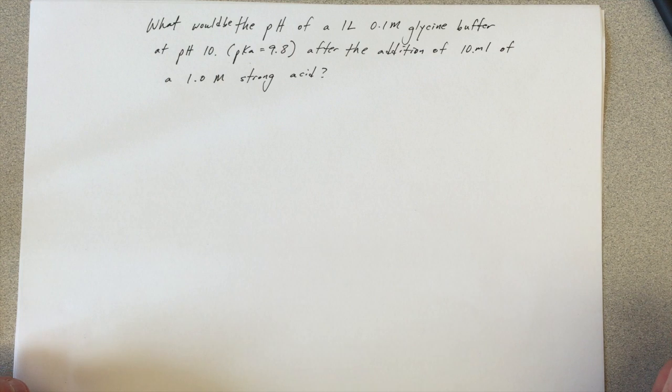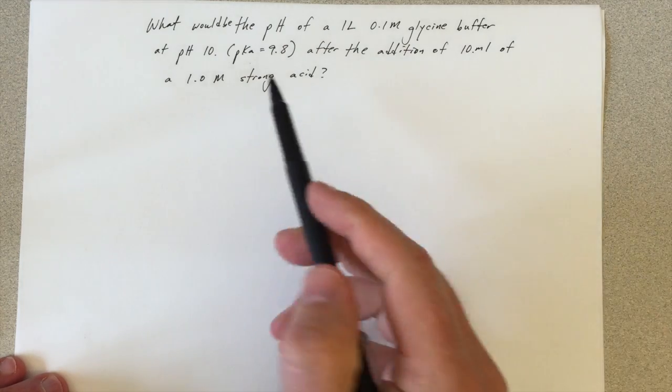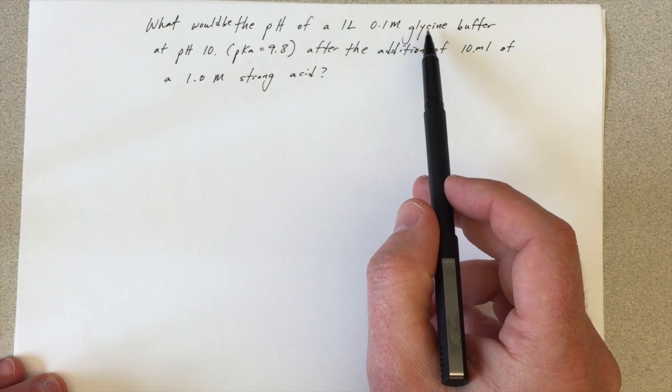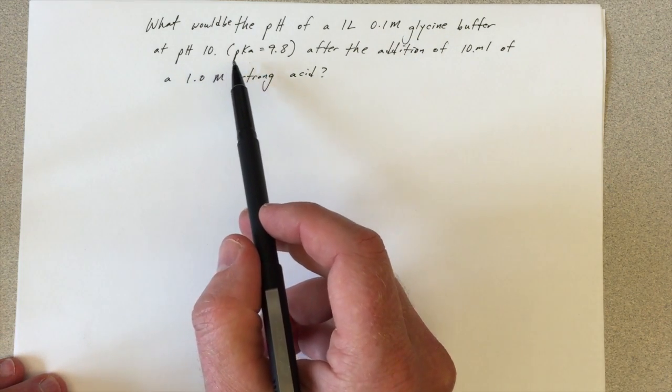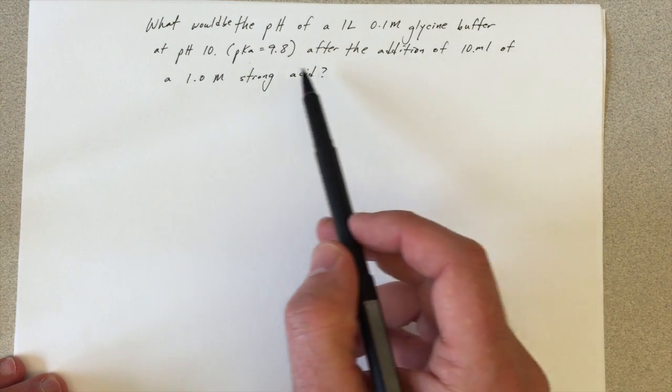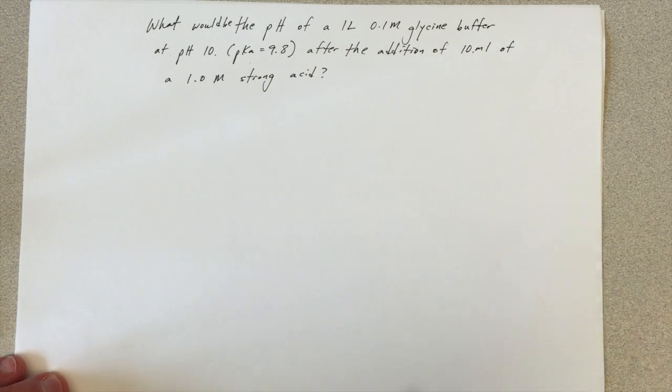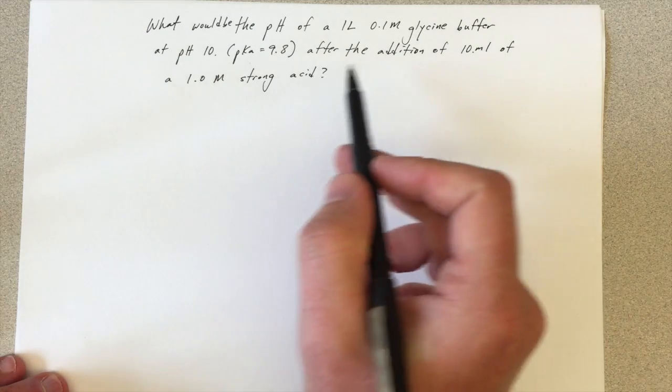Okay, here's a video of how to solve a buffer problem, a buffer that's been insulted with some strong acid. So the question is, what would be the pH of a 1 liter 0.1 molar glycine buffer at pH 10 after the addition of 10 mL of a 1 molar strong acid solution? So this is definitely a buffer problem.